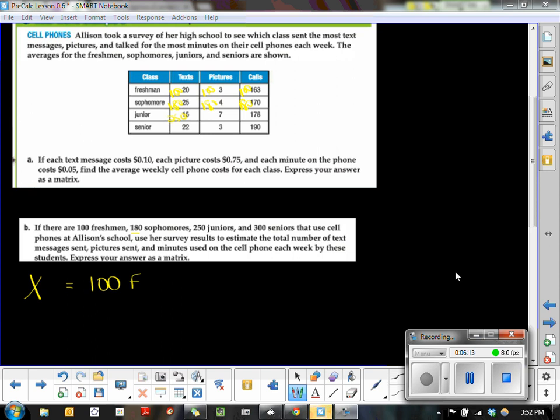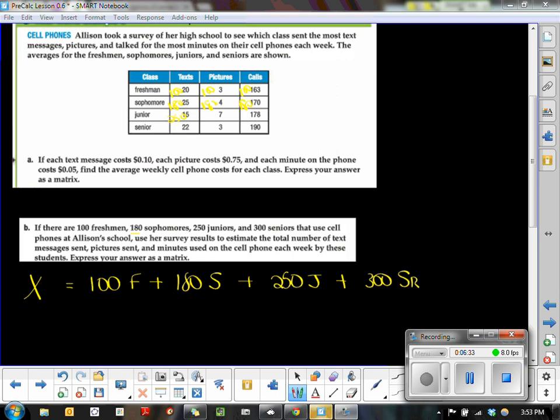times our freshman matrix, and we want to add it to our 180 students times our sophomore matrix, plus we have 250 juniors times our junior matrix, and then plus 300 seniors times our, I'll go SR for our senior matrix.